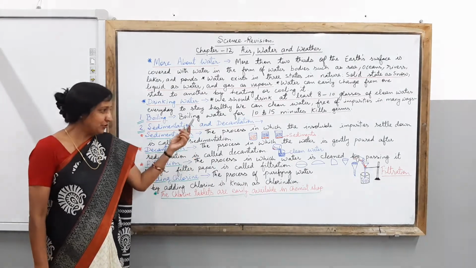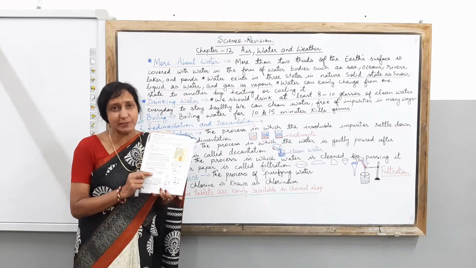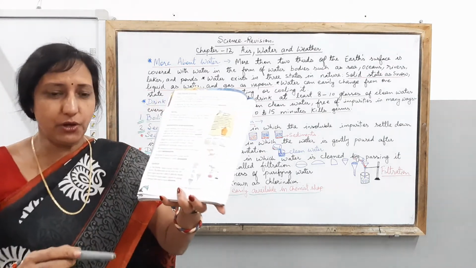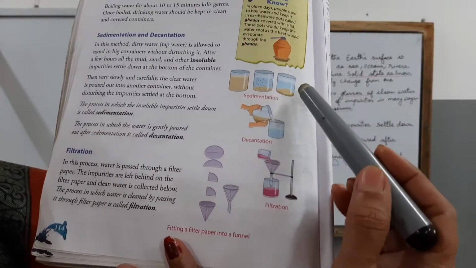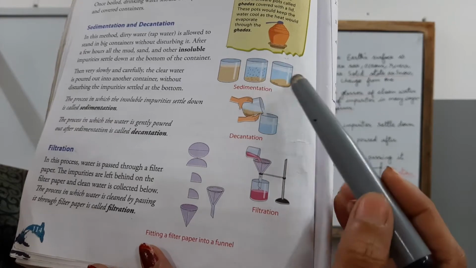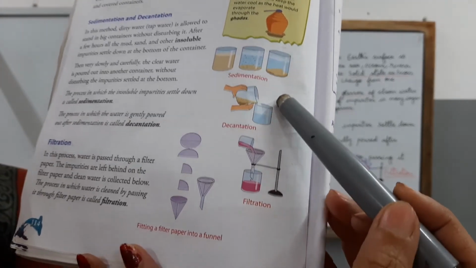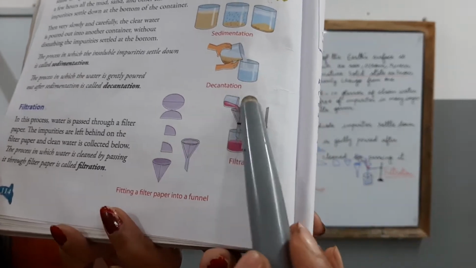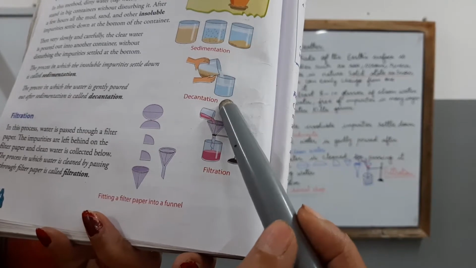Clear, children? So these are the methods, children, which we have discussed, and they are already given in your textbook too. So just have a look at your textbook and see the process of sedimentation taking place here, as I have also done it on the board and explained it to you right here. Then the second process shown here is decantation. Right here you can see decantation taking place. After sedimentation, decantation is done.